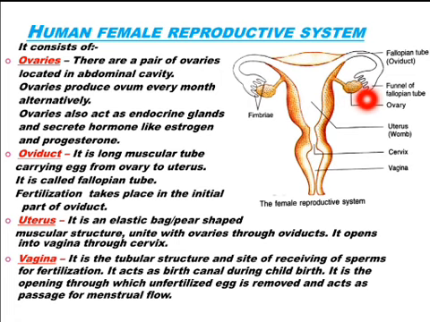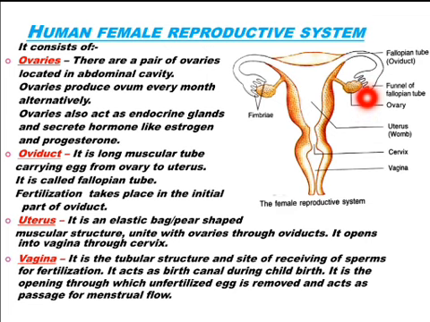Ovaries produce ovum every month alternatively. When a girl child is born, her ovaries contain thousands of immature eggs or follicles. After puberty, a few immature eggs begin to mature every month of 28 days, but only one reaches maturity alternately in the two ovaries. Ovaries also act as endocrine glands as they secrete female sex hormones like estrogen and progesterone.